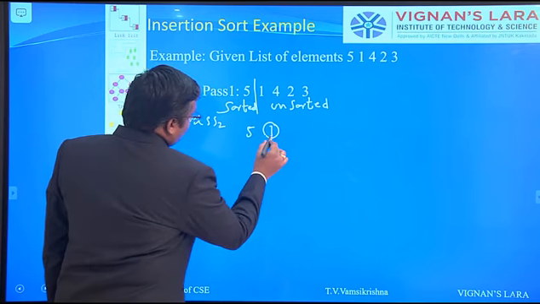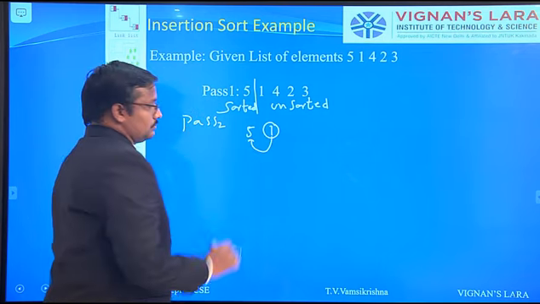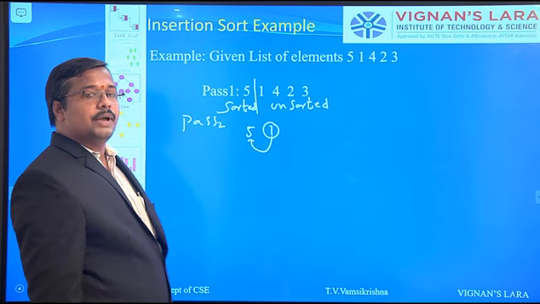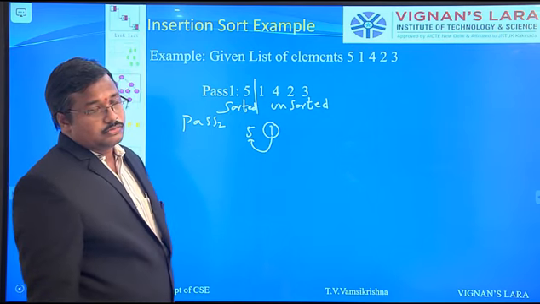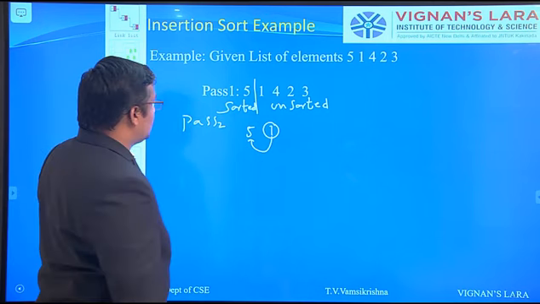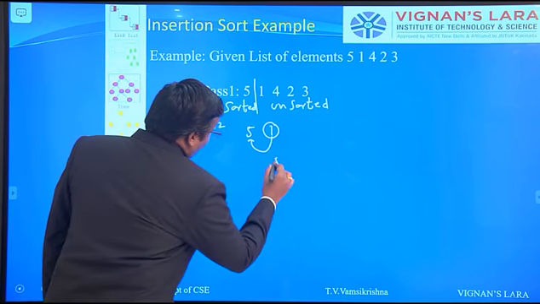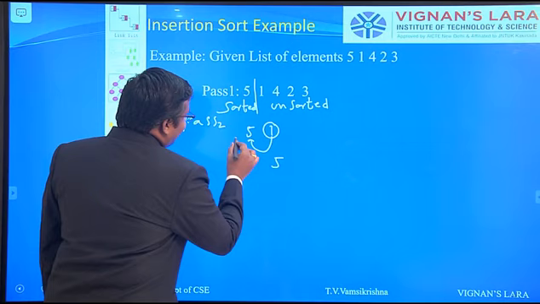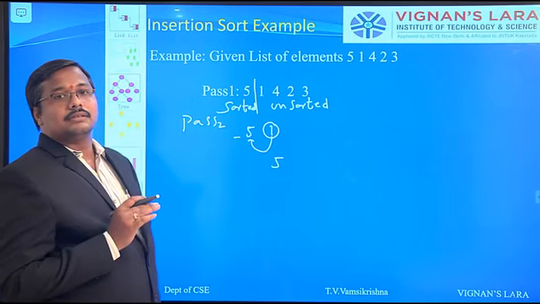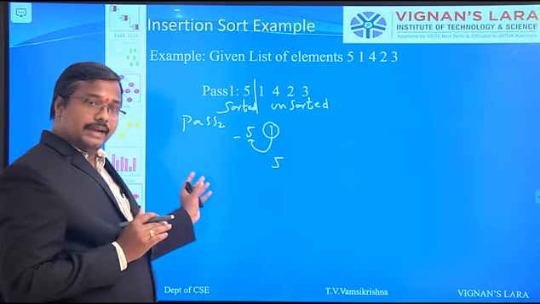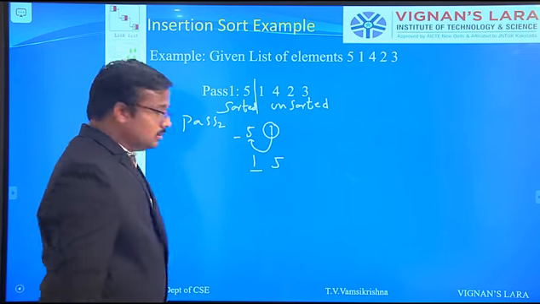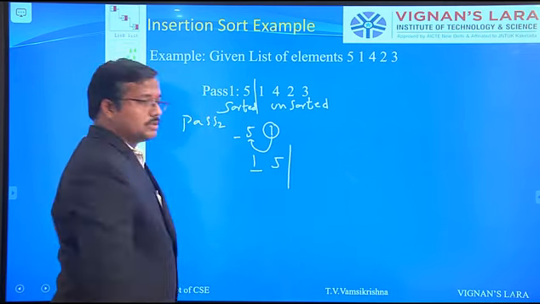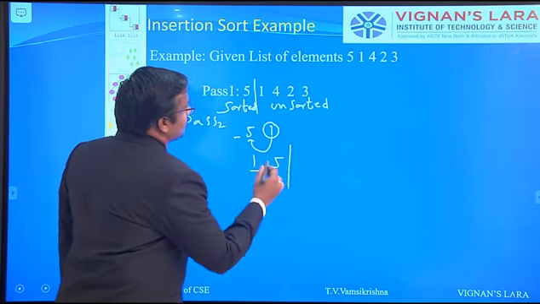In pass 2, 1 is compared with 5. Whether it is the right match or not? No, it is not the right match. So 5 is copied here. There are no elements left on the left-hand side, so 1 is copied into this particular location. So this is the sorted array and this is the unsorted array.